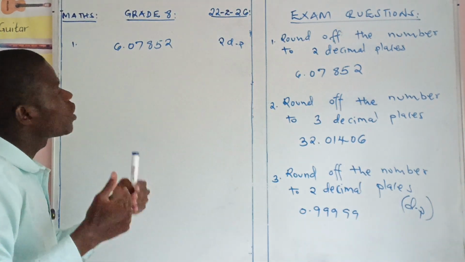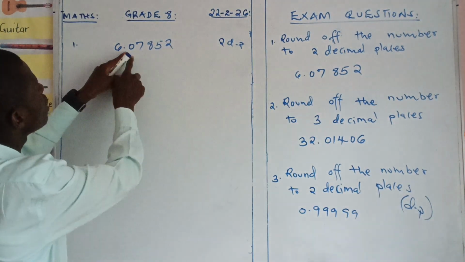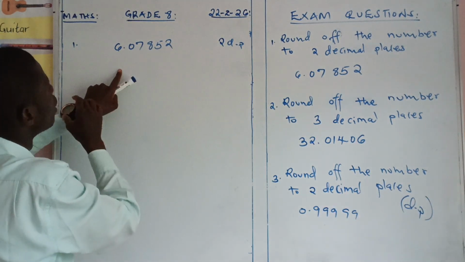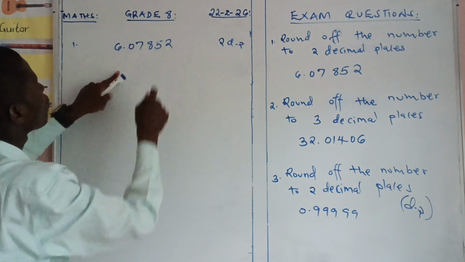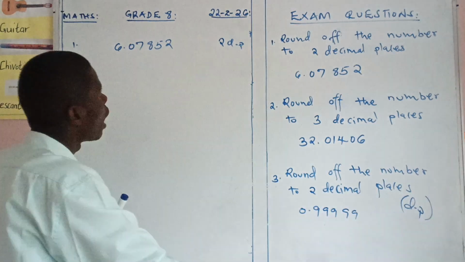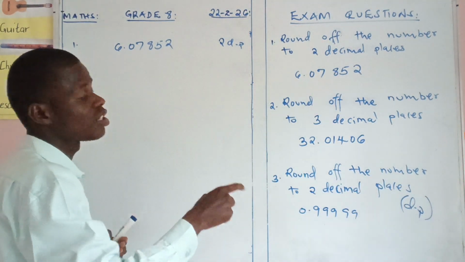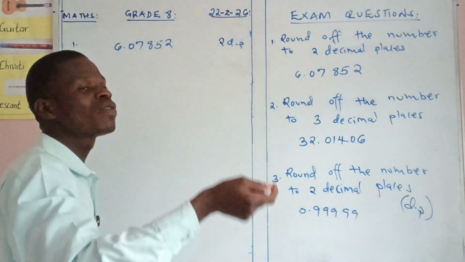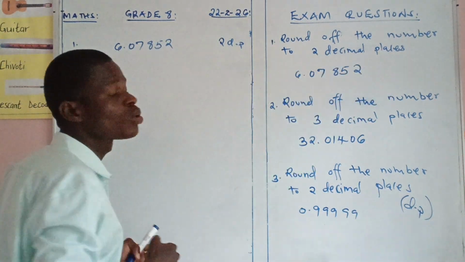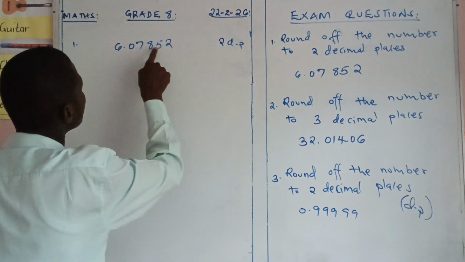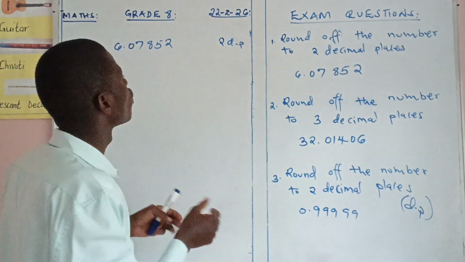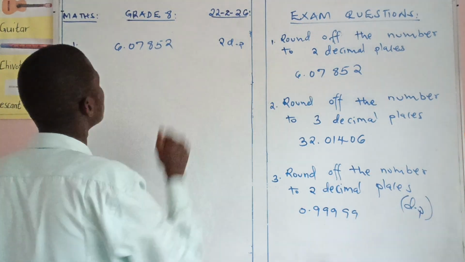So what can we do? These are the decimal places. How many decimal places do we have here? 1, 2, 3, 4, 5. So we have 5 decimal places. We said decimal places are counted after the decimal point. The first digit after the decimal point is the first decimal place. Then you count from left to right. So this number has 5 decimal places. We are being told to round off to 2 decimal places.